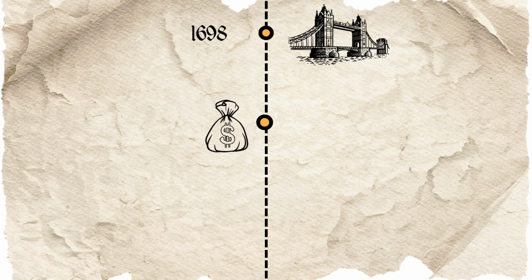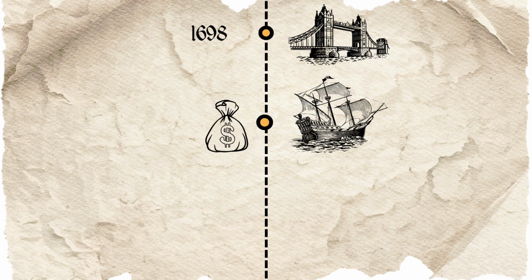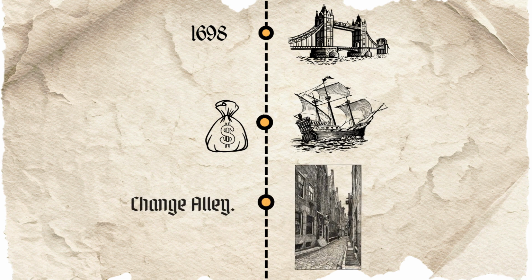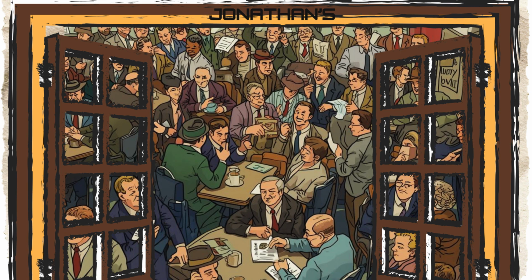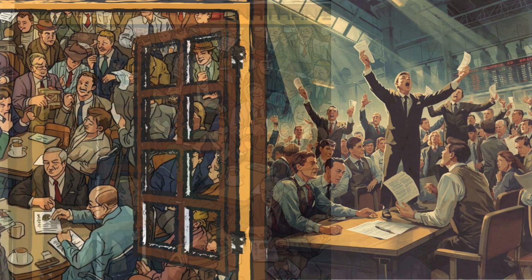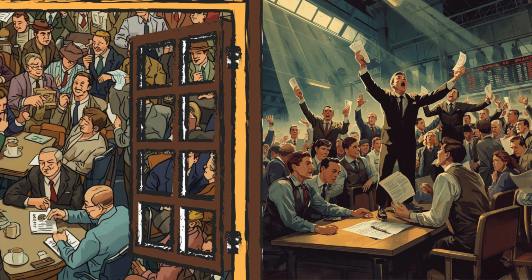Let's rewind to 1698, London. If you wanted to invest in a spice ship heading to the East Indies, you couldn't just log in. You had to physically walk to a place called Change Alley. Specifically, you went to Jonathan's Coffee House. It wasn't a bank. It was a Starbucks with no rules. Men stood on tables, shouting prices for stocks, commodities, and debt.